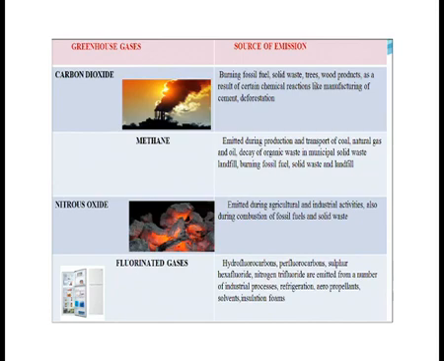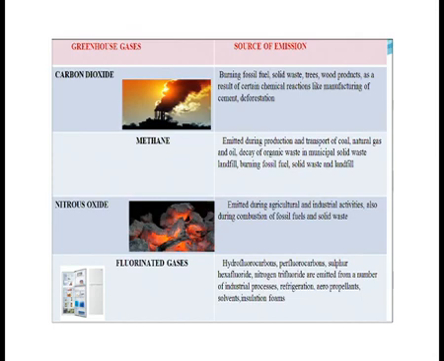Burning of fossil fuels, solid waste, trees, and wood products, as well as certain chemical reactions like manufacturing and cement production, and also deforestation, release carbon dioxide. Methane is emitted during production and transport of coal, natural gas and oil, from decay of organic waste in municipal solid waste landfills, and from burning fossil fuel and solid waste.